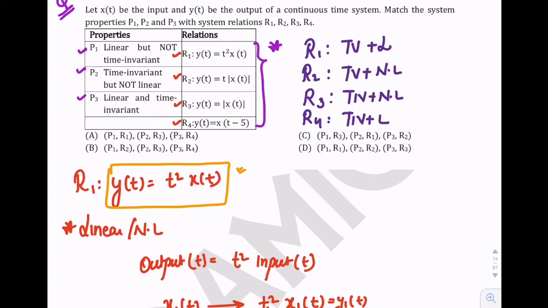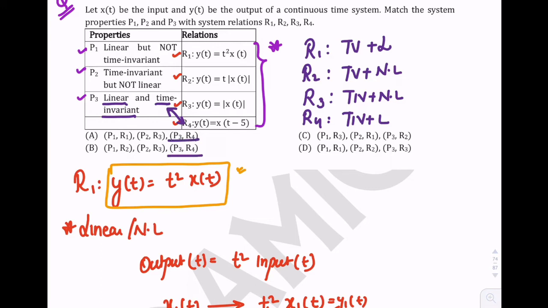Okay, so now let's match it. So linear and time invariant is the last one. So P3 is equal to R4.